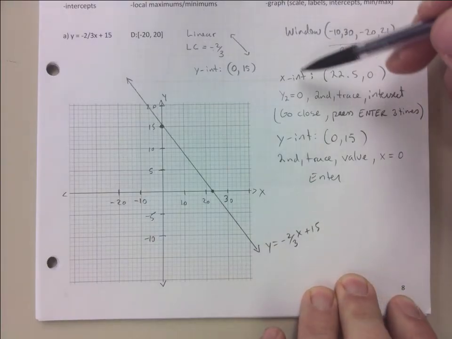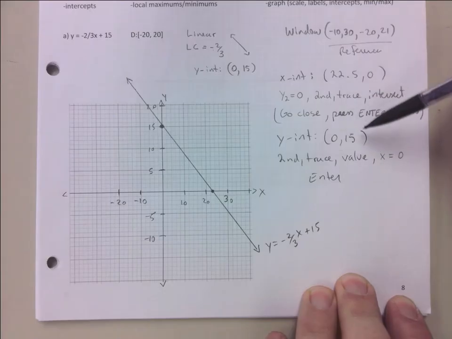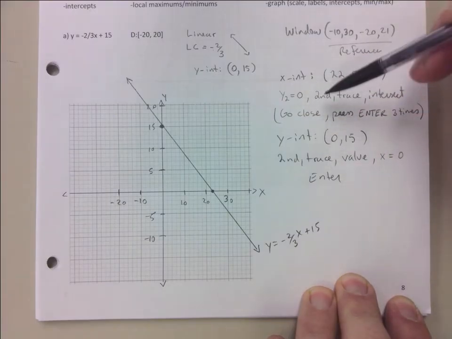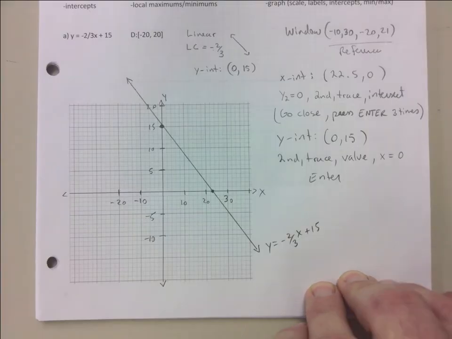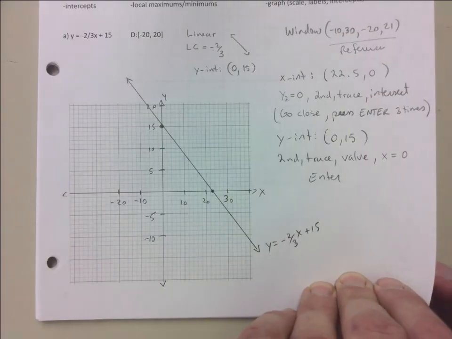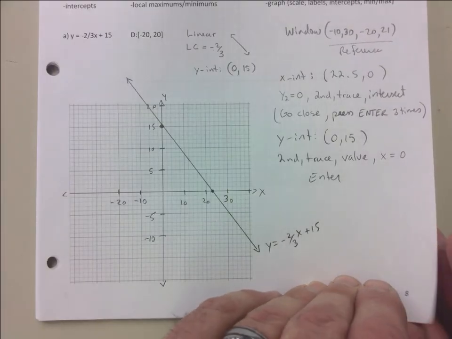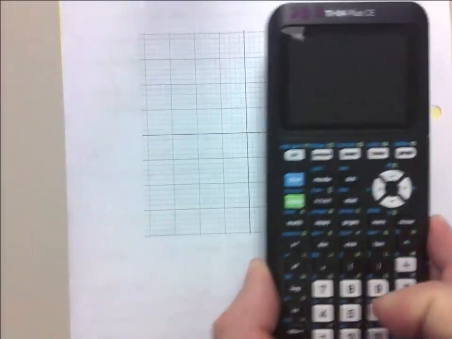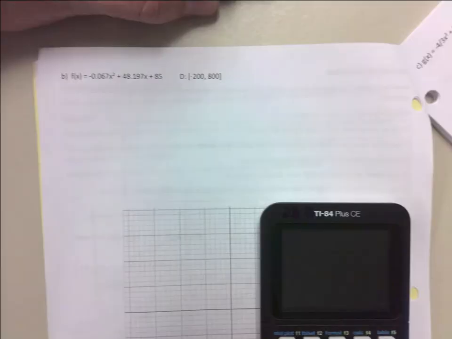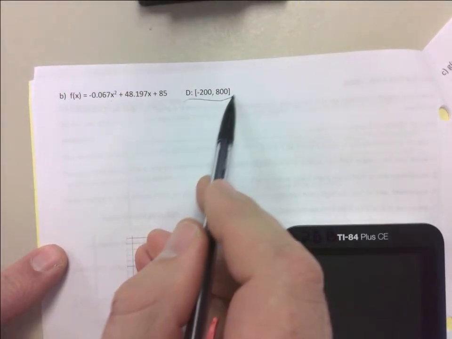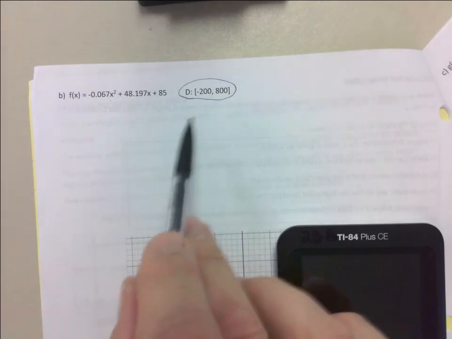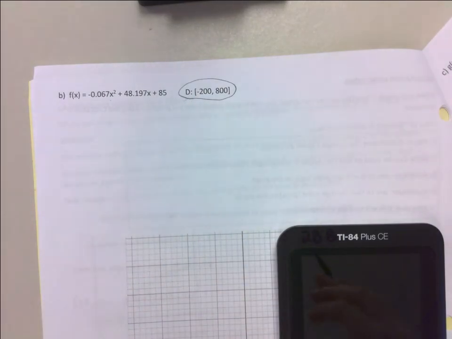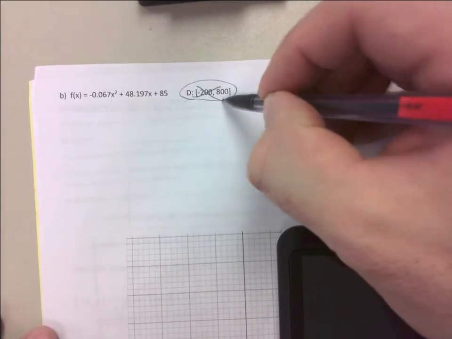So for those of you that need a refresher on how to use your calculator to find points, make sure you have these things entered on your calculator. Maybe you got to be a bit more specific even if you need more help getting there. Let's go to the next one, page 9. Don't worry about these numbers here, like this. Don't worry about that. It's supposed to be a domain from -200 to 800. Don't worry about that. Ignore it. Okay?